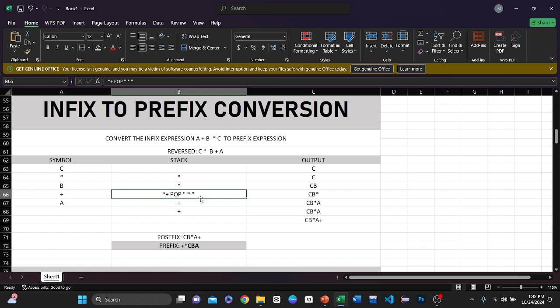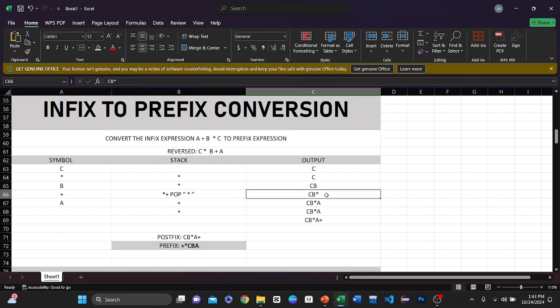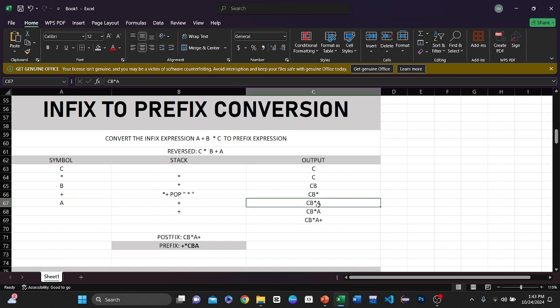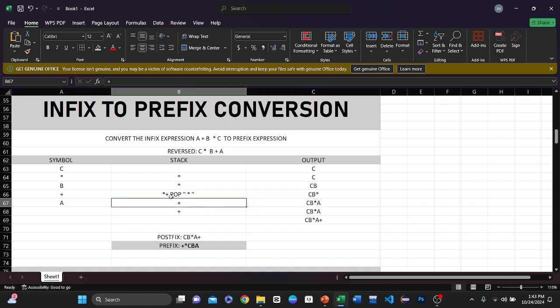Since we are going right to left, the plus came first, then the asterisk or the multiplication. The multiplication is a higher priority than the plus, so it cannot stay, and we pop it. We removed the asterisk and added it to the output. The next is A, an operand, so we add it to the output. Then we copy the remaining stack, which is the plus.